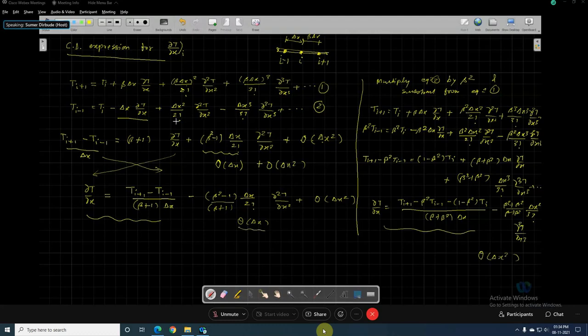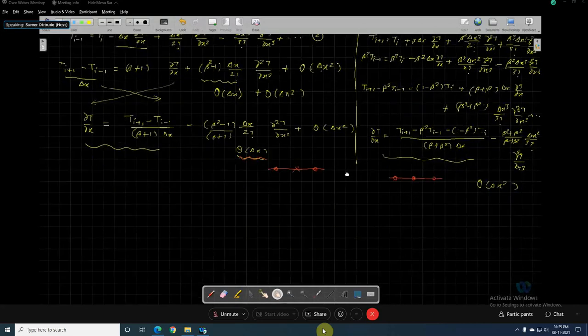Here the order of accuracy is delta x if you take only 2 points, I plus 1 and I. If you take only 2 points, this and this, then you get delta x with the choice of beta greater than, suppose, 1. But if you take 3 points, including this point as well as this point and this point for calculating this, then you get order of accuracy 2.